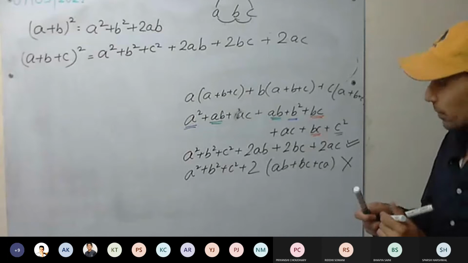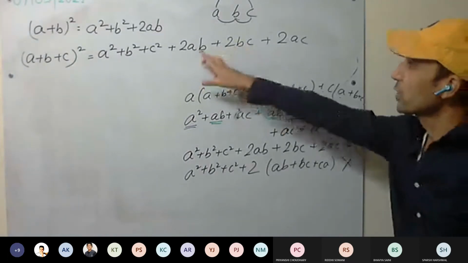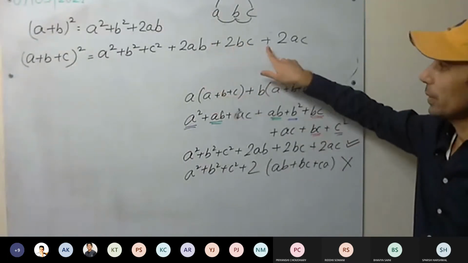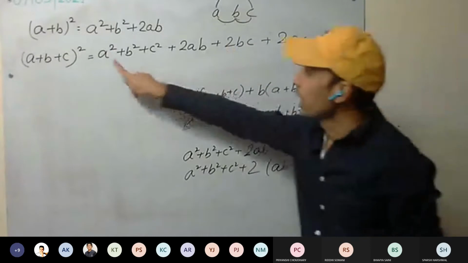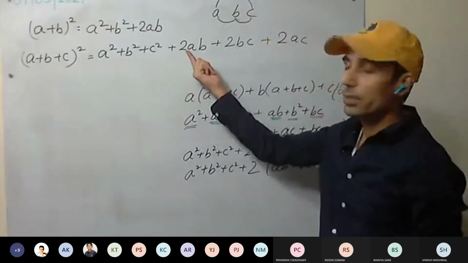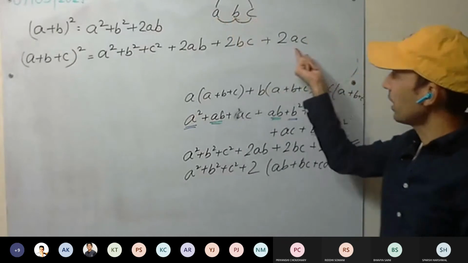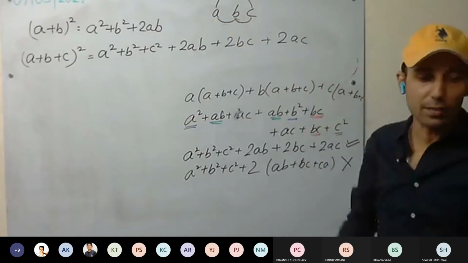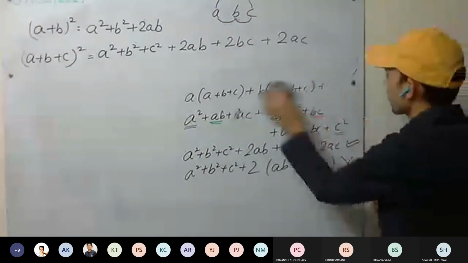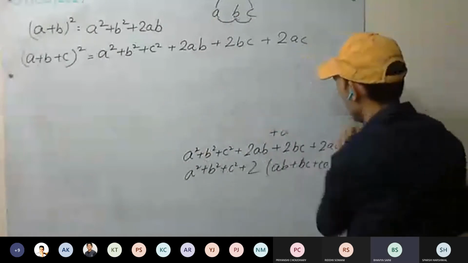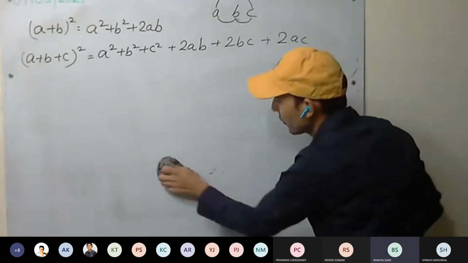Understood this one? Don't take 2 common out. See, this is better to remember. A square plus B square plus C square plus 2AB, 2BC plus 2AC. Understood? Everyone have understood? Yes, sir. Okay, now we'll take different forms.